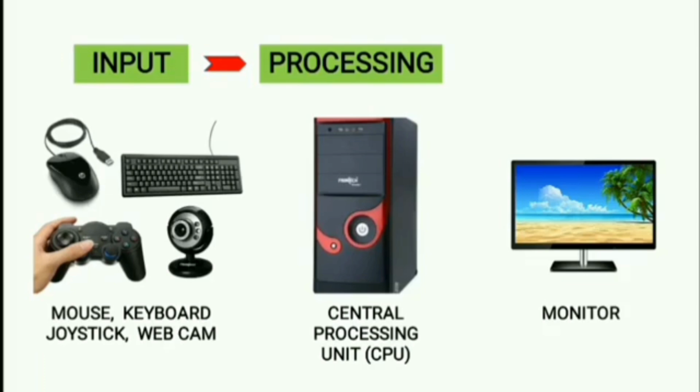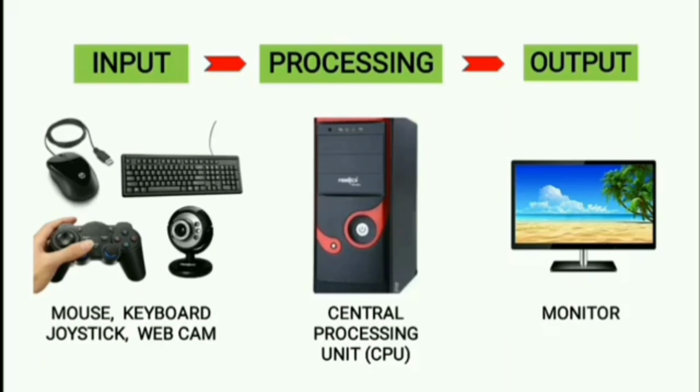Alright, so all of these input devices, they send their instructions to the CPU, and after the CPU processes all the instructions, all the results are displayed in the monitor. Alright, so a monitor is an example of an output device. A monitor is an output device which is used to display the result on its screen.